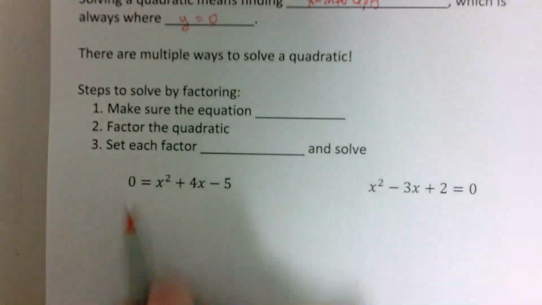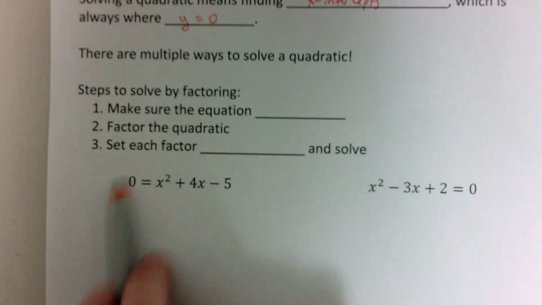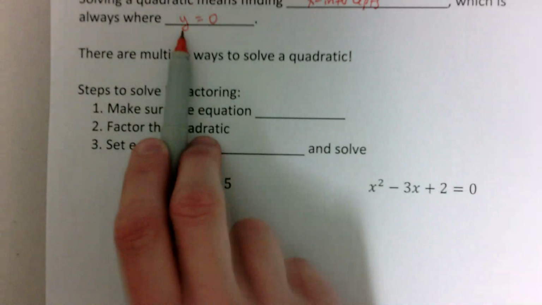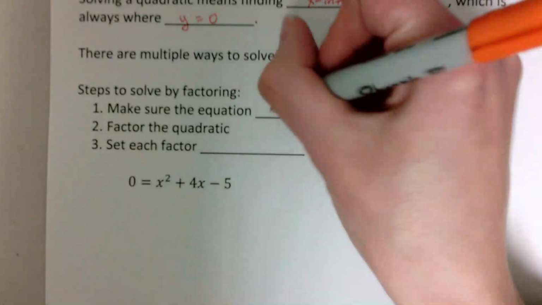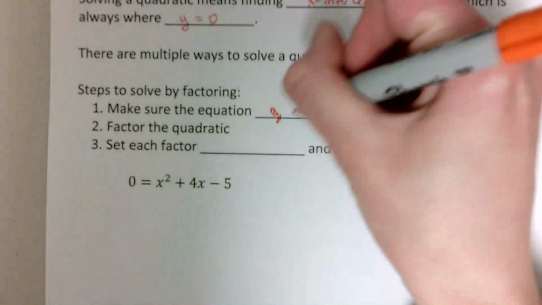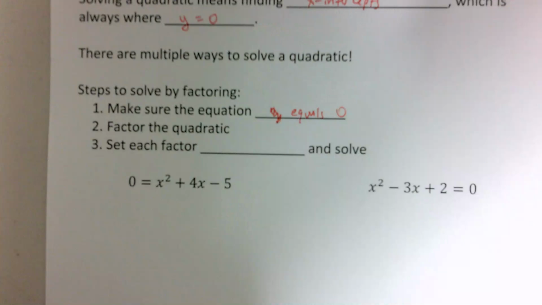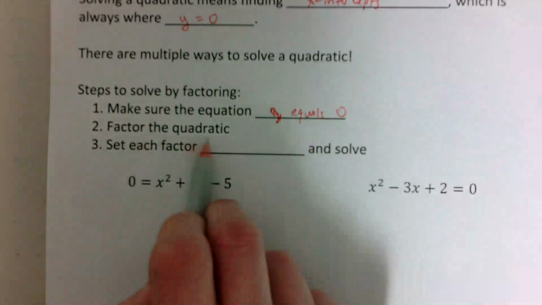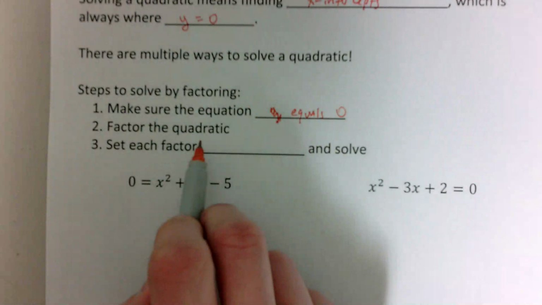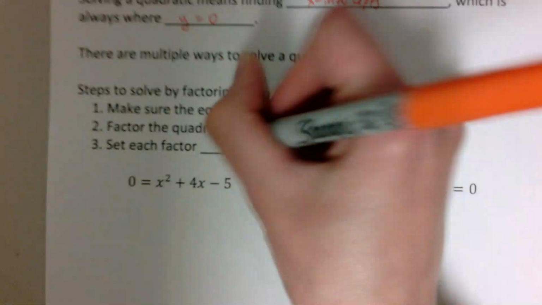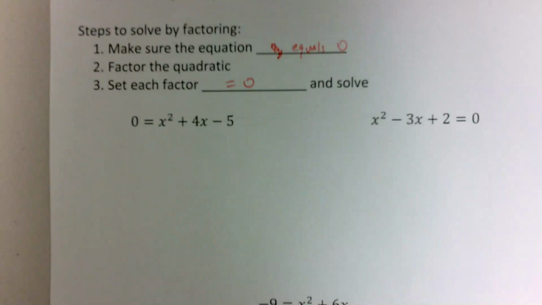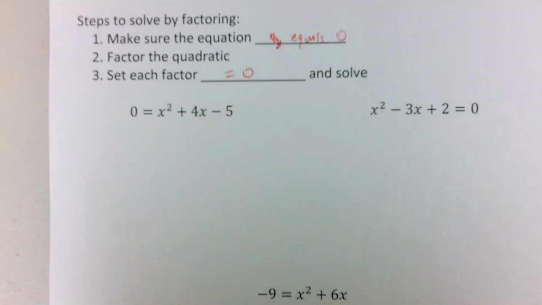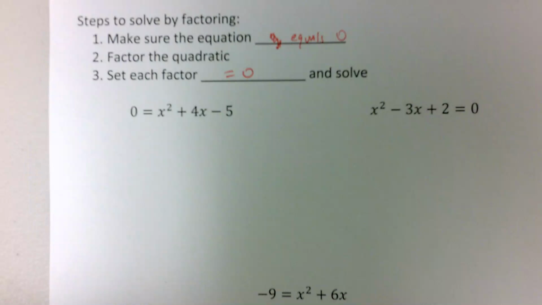What we're going to do is make sure that our equation equals 0. Instead of equaling y, we want it to equal 0. Okay, so step 1 is make sure that the equation equals 0. Then we're going to factor it just like how we learned to do last unit with the boxes. And then we're going to set each factor equal to 0 and solve from there. All right, so let's take a look at this first example. The first thing that I want to do is make sure it equals 0, which it does, so great.